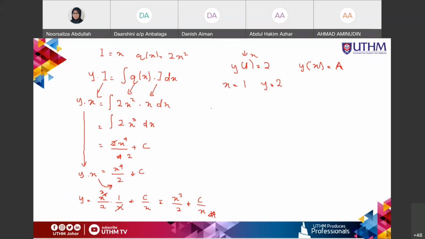So you substitute this inside this equation, y equals to x power of 3. We want to find c. So y equals to 2 when x equals to 1. So 2 equals to 1 over 2 plus c. So c equals to 2 minus 1 over 2, equals to 4 minus 1, 3 over 2.